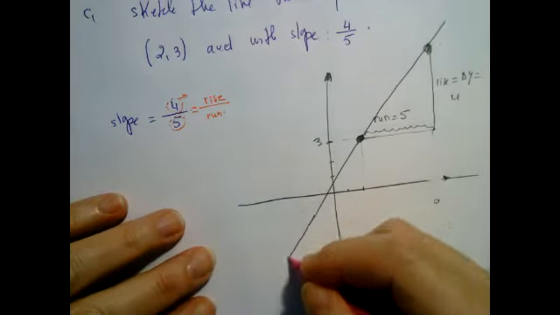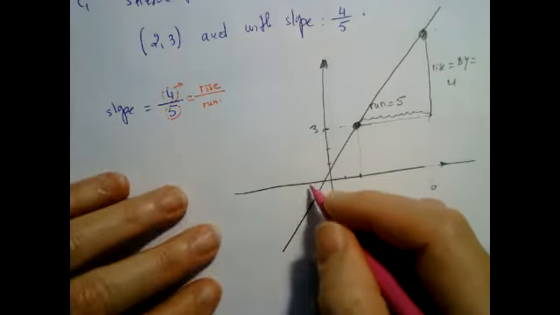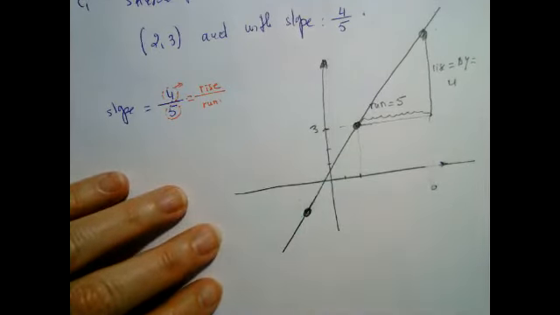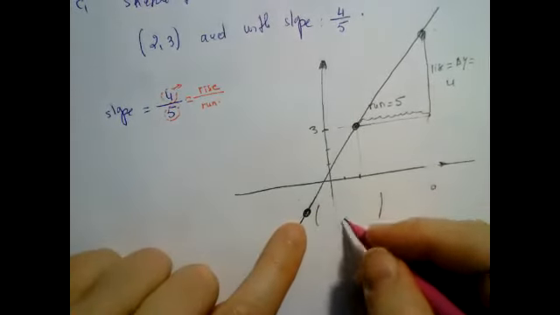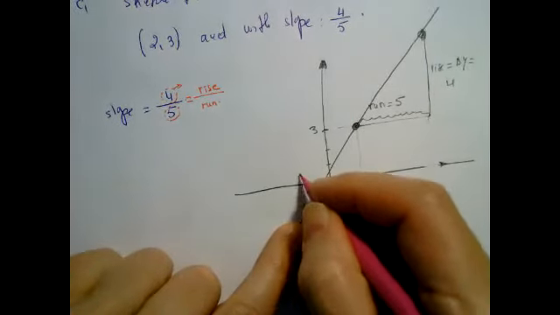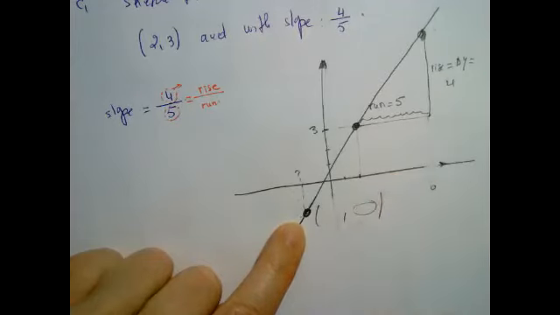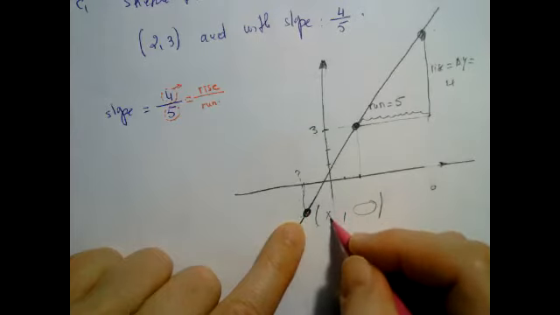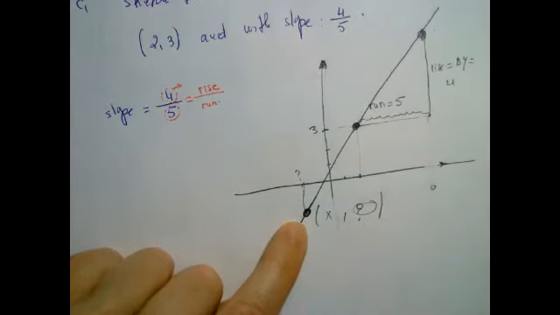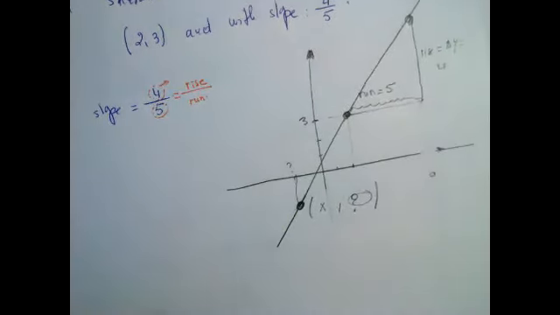So if I can draw the line, I should be able to find a process so that if I take any point on the line and I know the first coordinate, the x coordinate, I can find the second coordinate, the y coordinate. And this would lead us to the idea of the equation of a line.